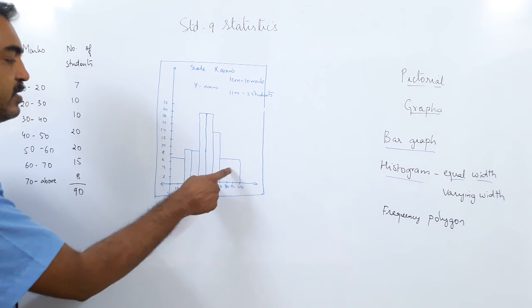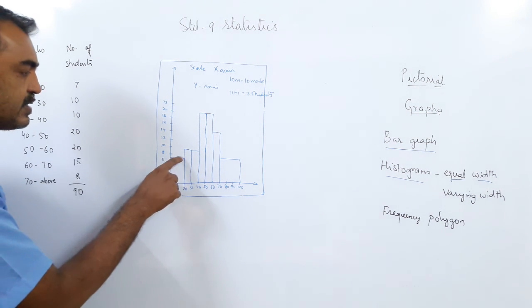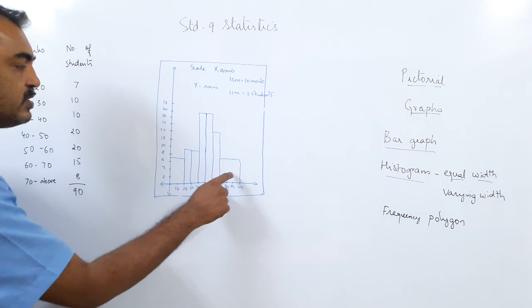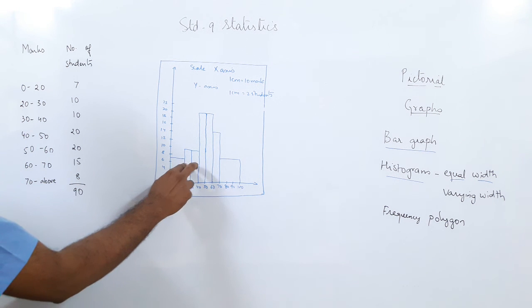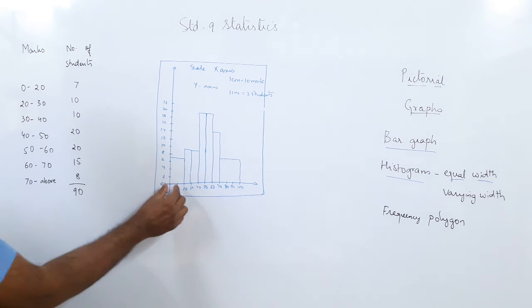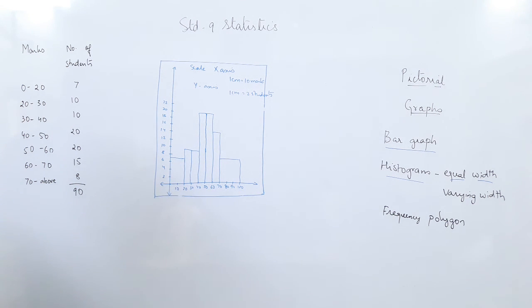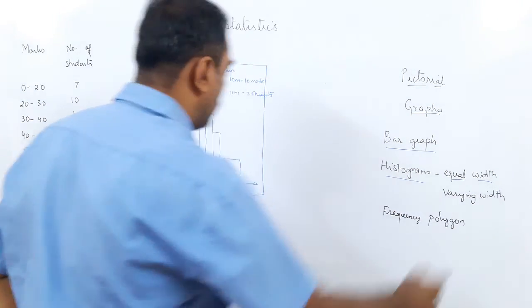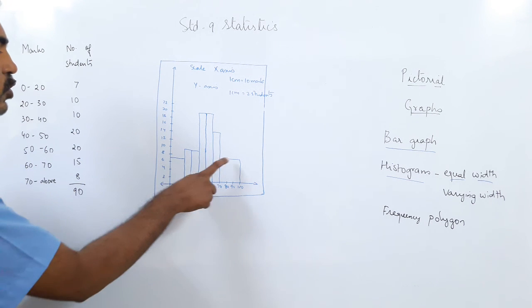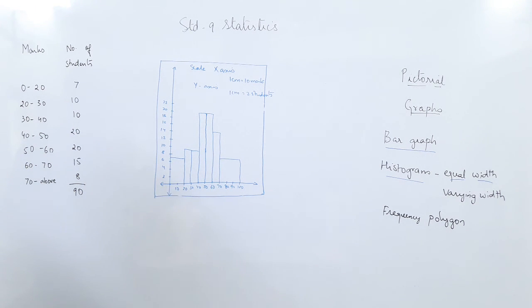Here this area is 7 students. See, it is at 7 and this is at 8. Now 7 and 8 are smaller numbers, but the area is bigger than 10. Now why did it happen? Because the width was different. So this is the histogram of varying width. Okay, we can take varying width, no problem. But the height that we showed is wrong here, because the area has become more.